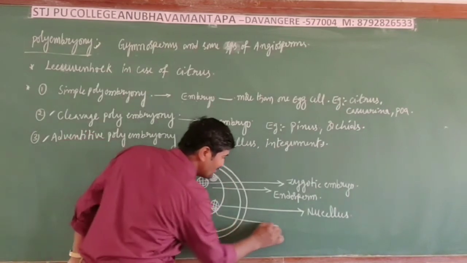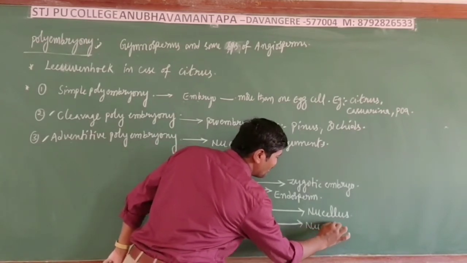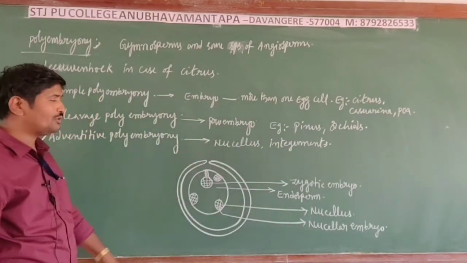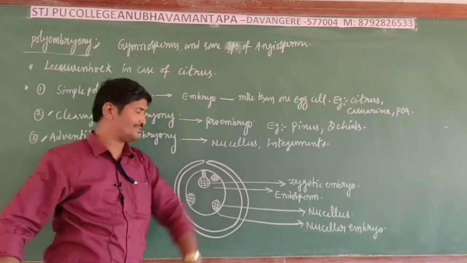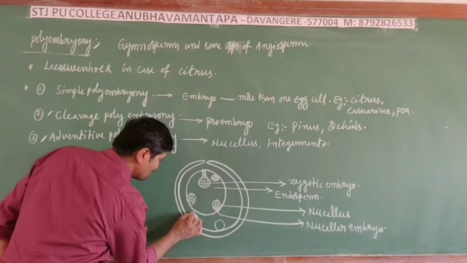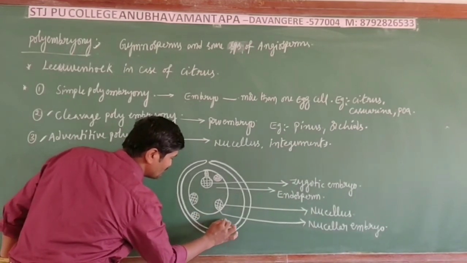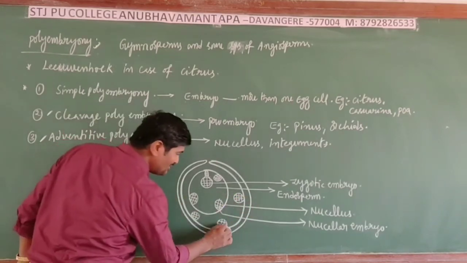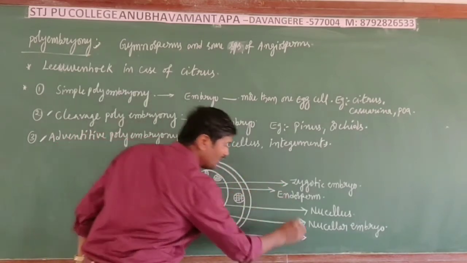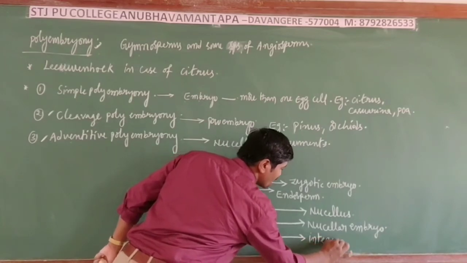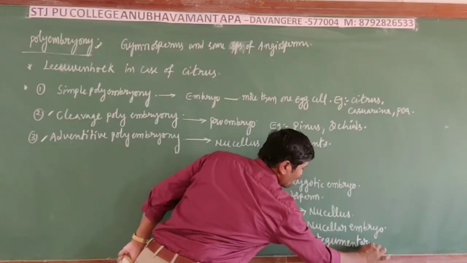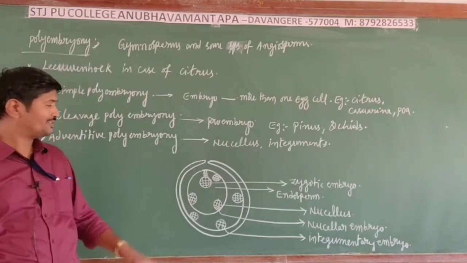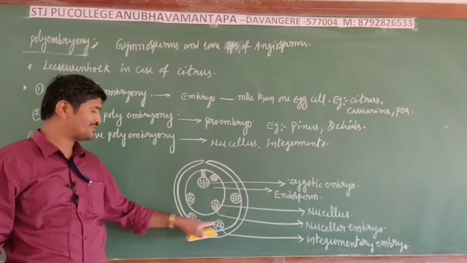What is the name of these embryos? The nucellar embryo. Why is that called a nucellar embryo? The embryo is developed from which tissue? Nucellus. Next one, see here. These are also embryos. These embryos are developed from integuments. That's why this is called the integumentary embryo. Integumentary embryo.